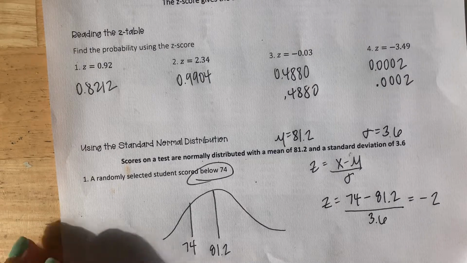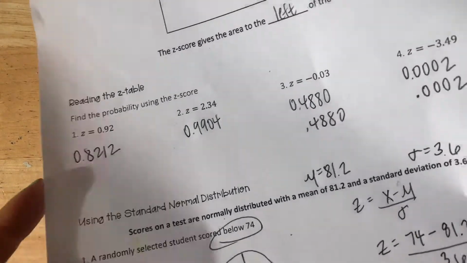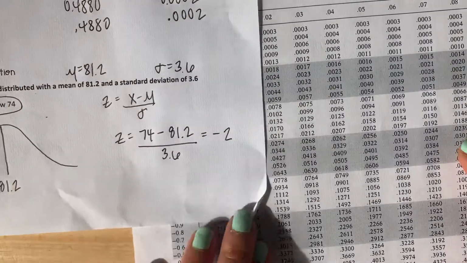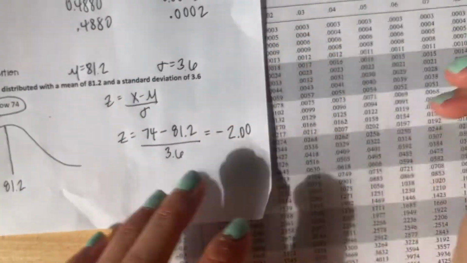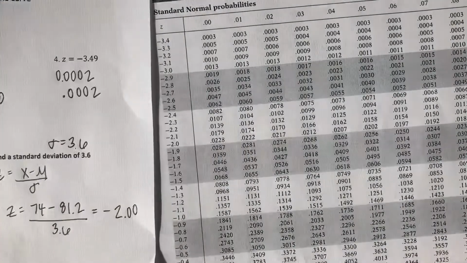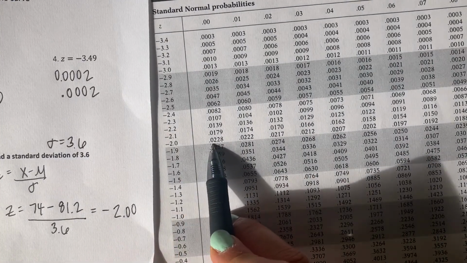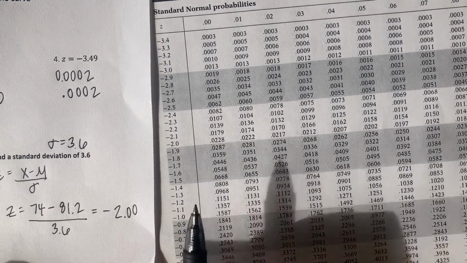So if I know my z-score is -2, I'm gonna look on my table. And -2 just means -2.00. So if I look here, -2.0 is right there, -2.00 is right here, so it's 0.0228.